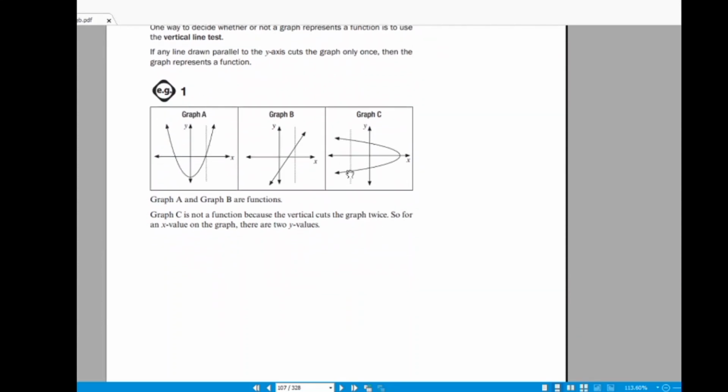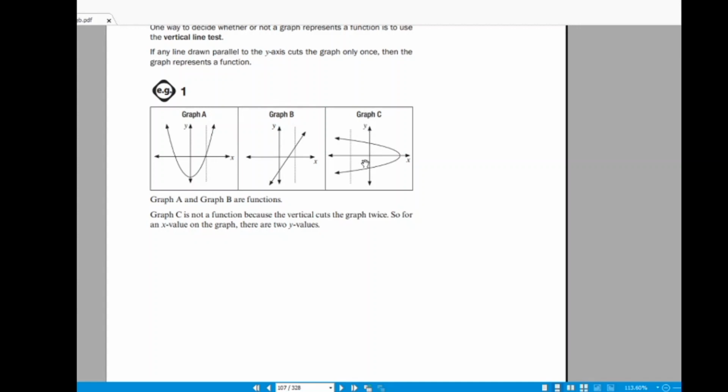Like in these pictures here, graph A, notice that the dotted line drawn parallel to the y-axis cuts the graph only here, right? So it cuts the graph at only this point. Therefore this is the representation of a function. Again, graph B, the vertical line test, that dotted line cuts the graph only at one point. Therefore this is the representation of a function.